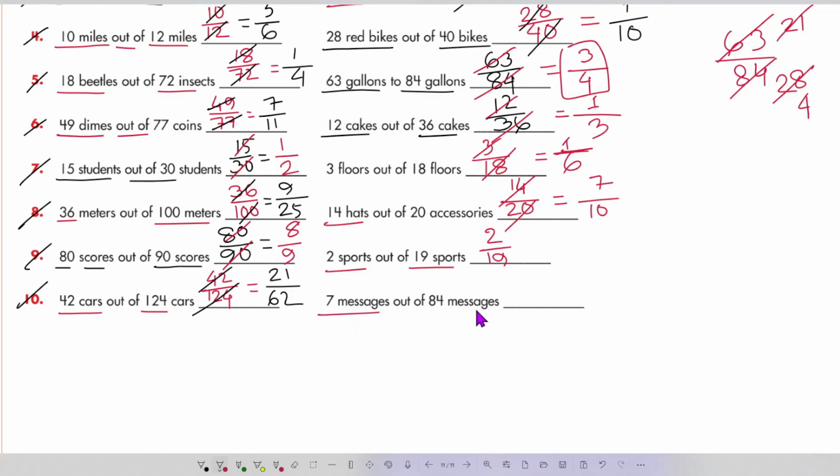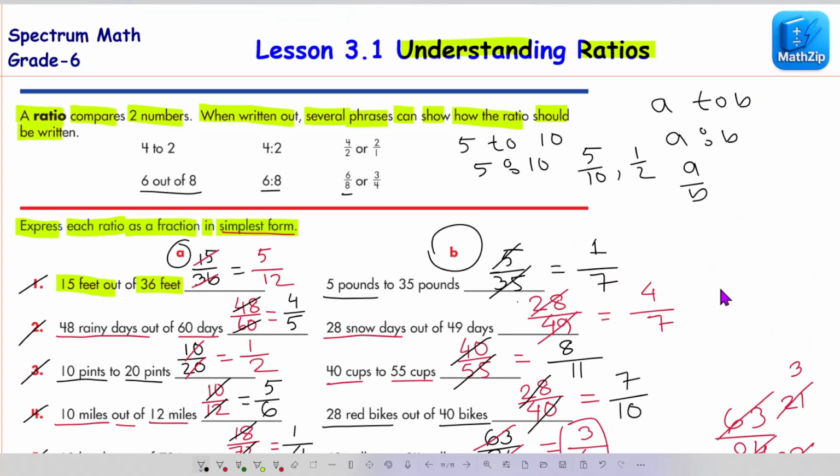7 messages out of 84 messages. So 7 by 84. Very simple. 7 times 12 is 84. So 7 divided by 7 is 1 and 84 divided by 7 is 12. Okay. So we solved around 20 math problems based on ratio. This is the basic level. Day by day we will go deeper.